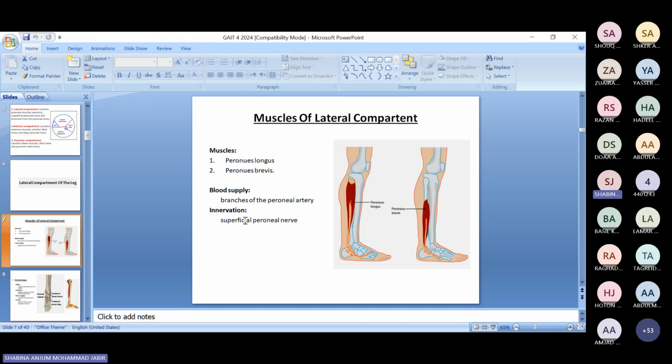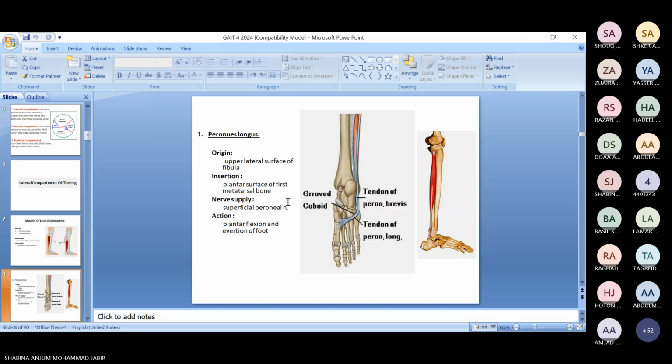What is the nerve supply? Same, superficial peroneal nerve. Both have the same nerve supply. The branch of peroneal artery will provide the blood supply. So here we can see the origin. Now what about the insertion? As it is a long muscle, from the lateral malleolus this muscle is crossing the plantar surface of the tarsals and metatarsals, and finally it is getting inserted over the first metatarsal bone.